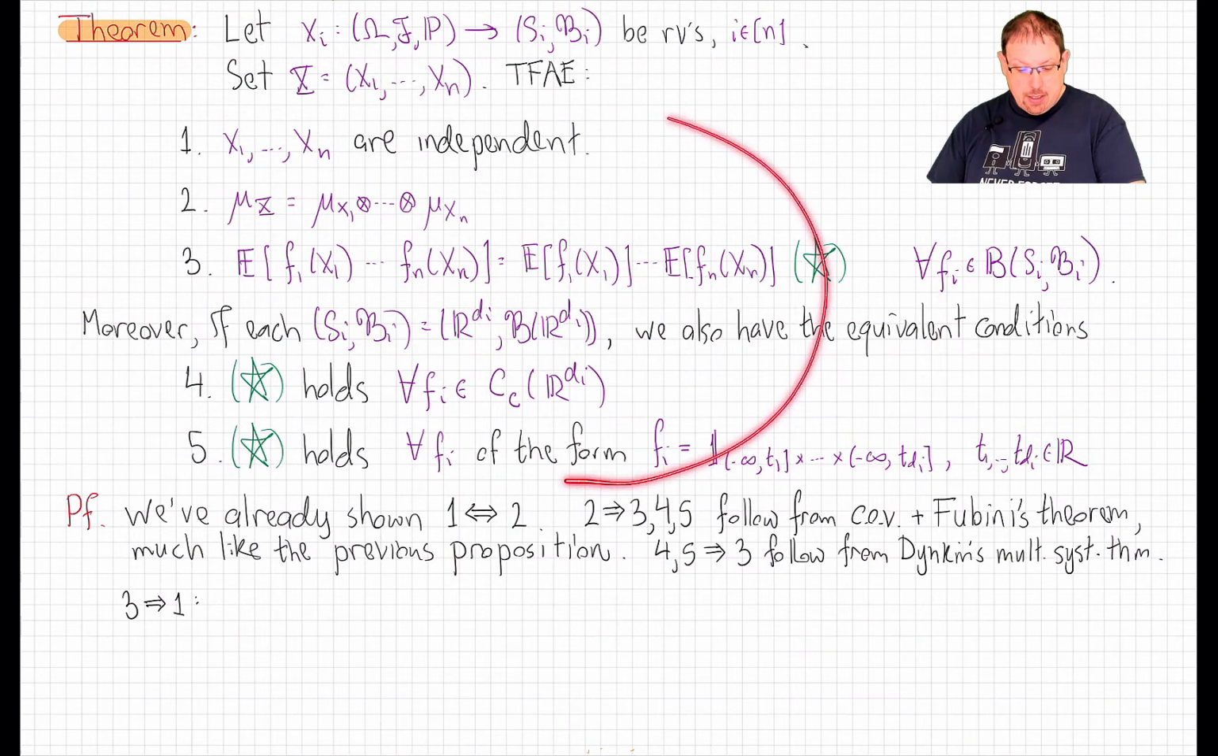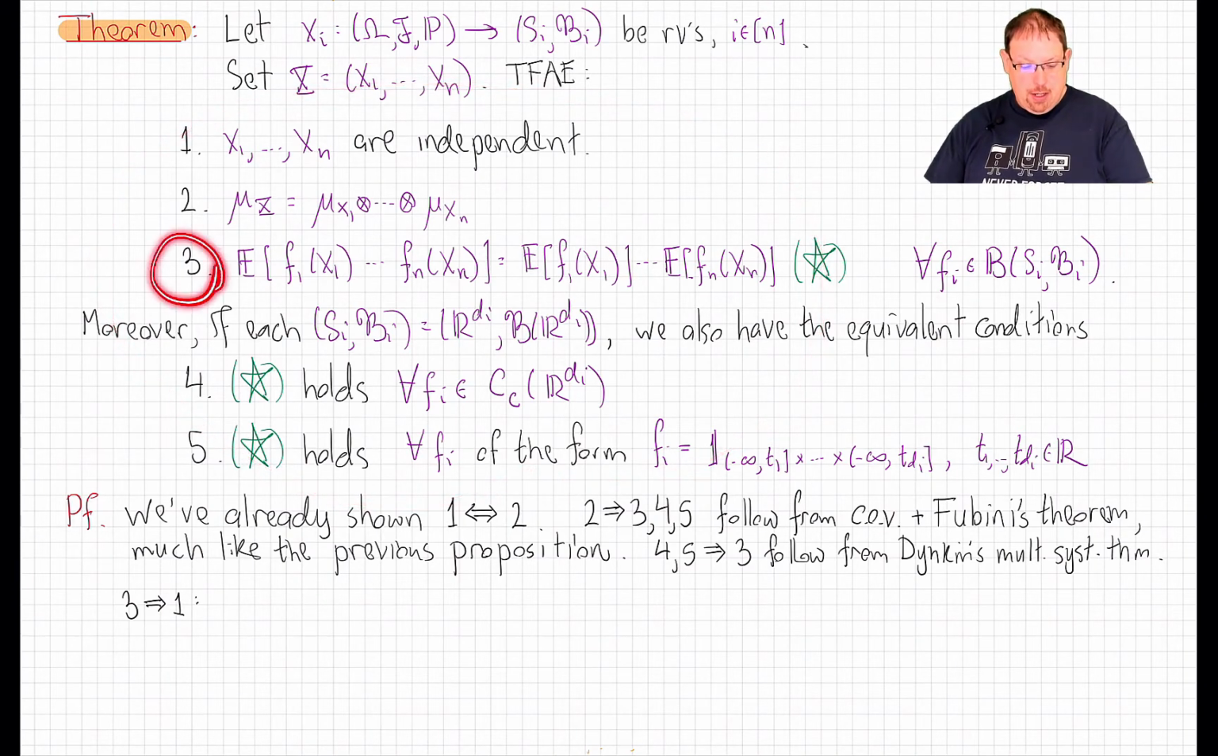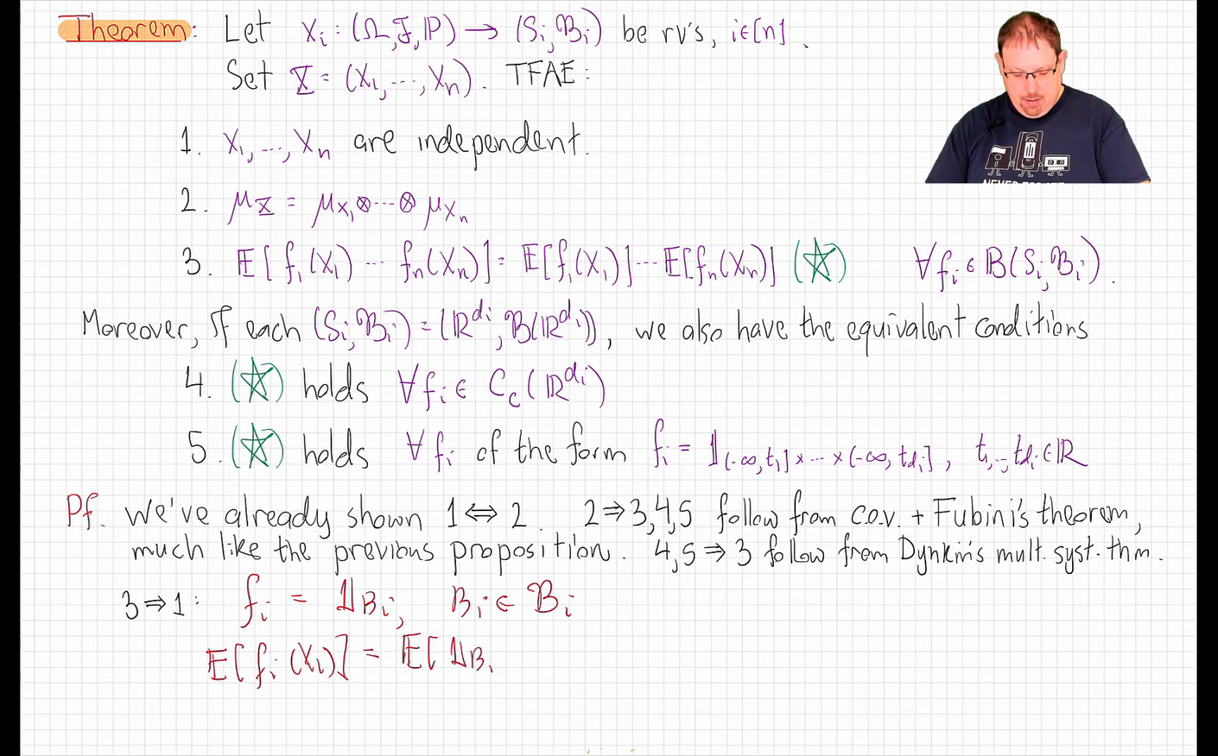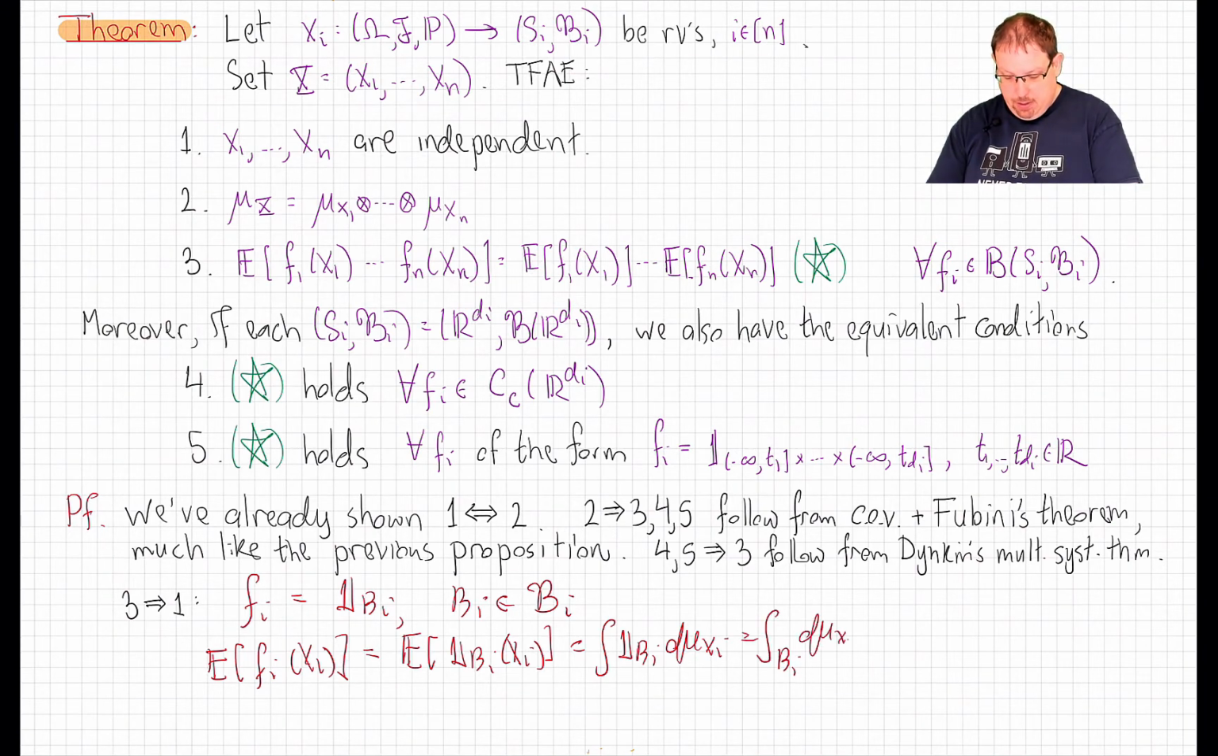And so to complete the equivalence of all of these conditions, it suffices to show that 3 implies 1. But for that, we just say, hey, if 3 holds for all bounded measurable functions, it certainly holds for functions of the form f_i equal to the indicator of B_i, where B_i is any chosen measurable set in the sigma field, script B_i. Now, the expected value of f_i of X_i, which is the expected value of the indicator of B_i of X_i, by the change of variables theorem, is the integral of that indicator d mu X_i, which is the integral over B_i of d mu X_i, which is exactly the probability that X_i is in B_i.